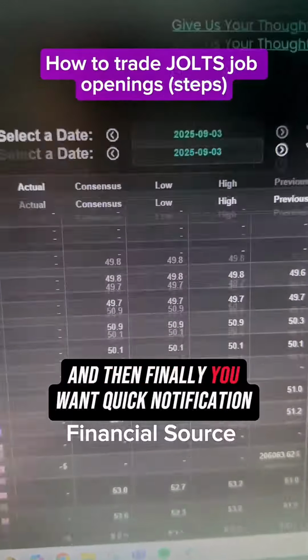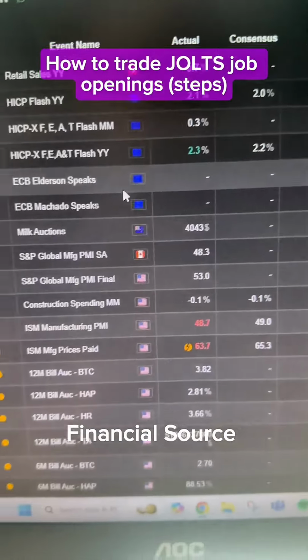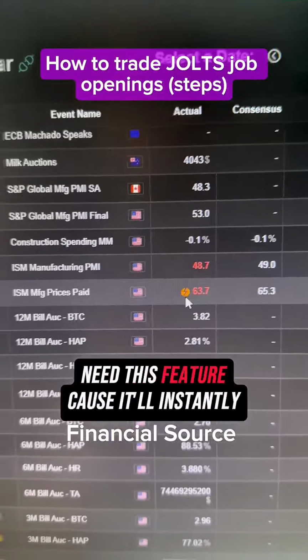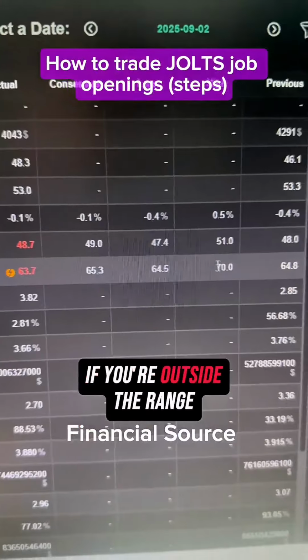And then finally, you want quick notification of that. To get quick notification, here's a lightning bolt that pops up, and you need this feature because it'll instantly tell you if you're outside the range.